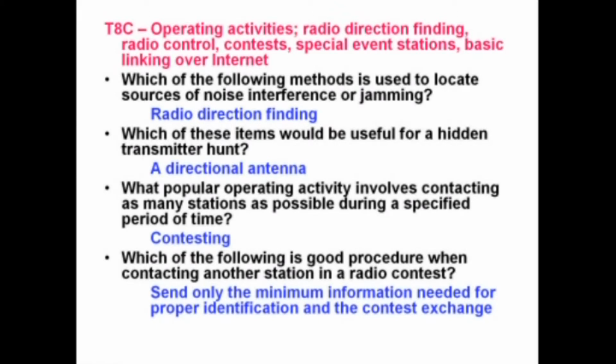Which of these items would be useful for a hidden transmitter hunt? Hidden transmitter hunt is one of the fun things that hams do. Somebody will go out and hide a transmitter, and then everybody needs to try to find it. And they have all kinds of tricky things they do. But one of the things that you need for it is a directional antenna, so you know what direction the signal is coming to you from. Directional antenna for a hidden transmitter.